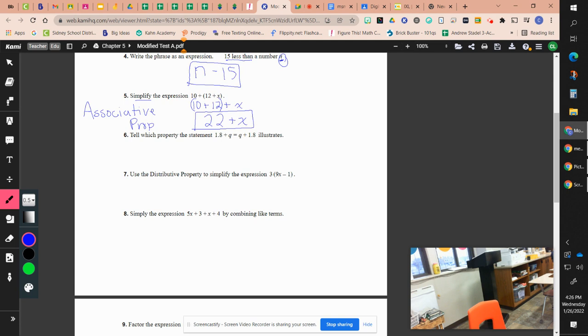And then number 6 says, tell which property the statement 1.8 plus q equals q plus 1.8 illustrates. So the numbers have swapped places. Which property is that? Commutative? Yep. Commutative, in this case, property of addition, right? Okay.